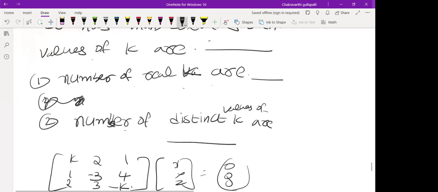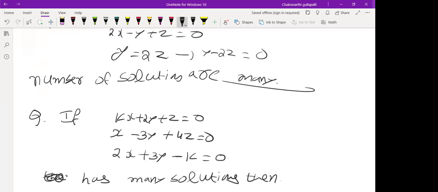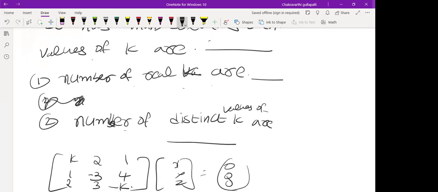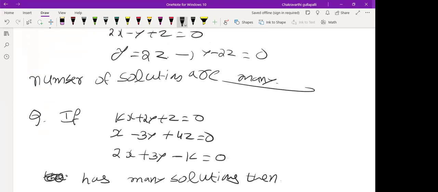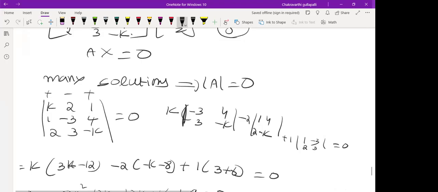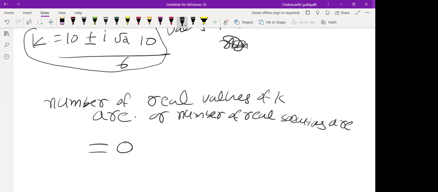So you may be given a question like this. What is the application? You have understood the concept, so without solving you can answer how many solutions. Sometimes a question may be given like this: if this system has many solutions, then the number of real values of K, or the number of distinct values of K, are what? How many distinct values? 2, both of them distinct. One is with plus i root 2, another with minus i. So how many real? No real at all.